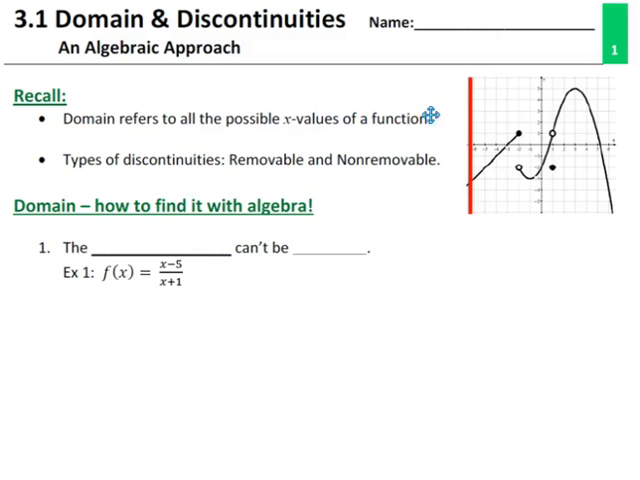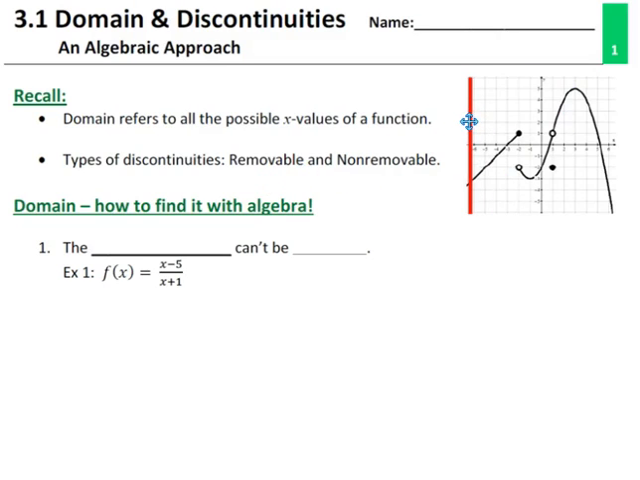Alright, so anyway, we're going to be taking a look at equations today. That's what I mean by an algebraic approach, instead of looking at a graph. But let's just recall some information from Unit 2 that's going to help us today in Unit 3, Section 1. So from Unit 2, we talked about how the domain refers to all possible x values for a function.